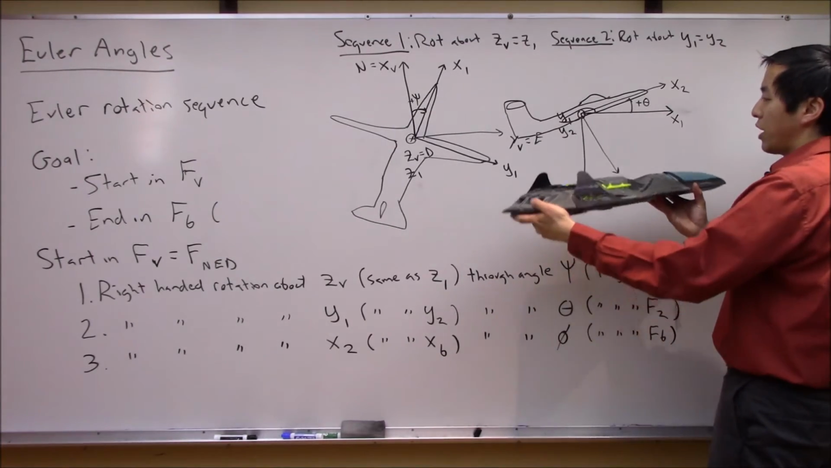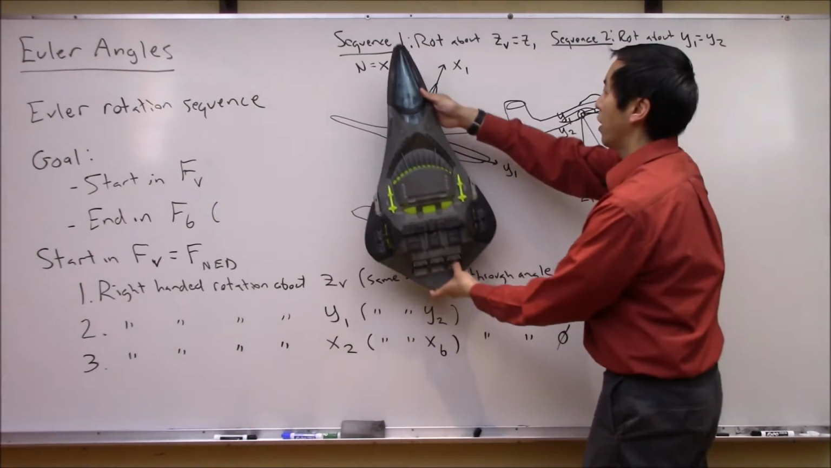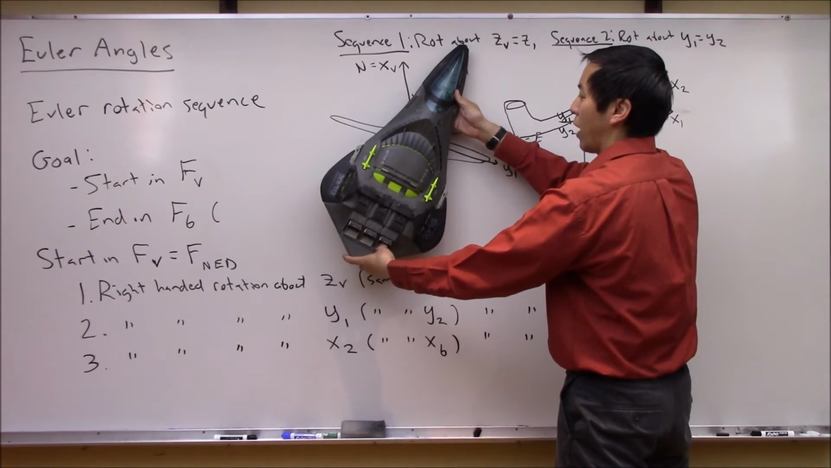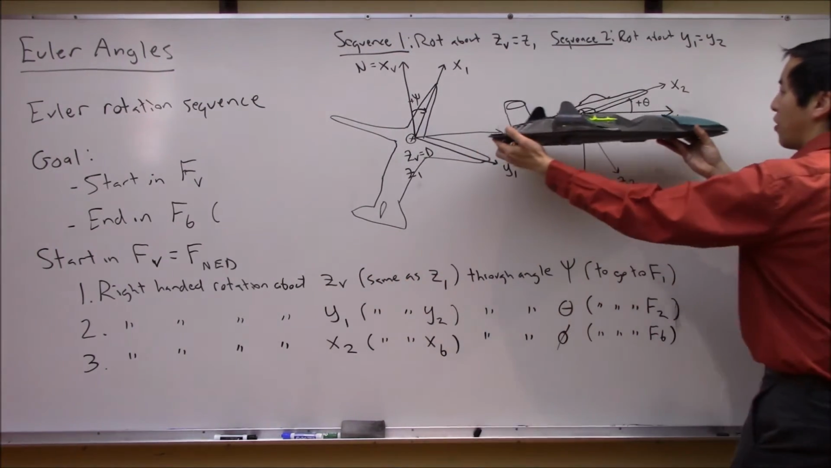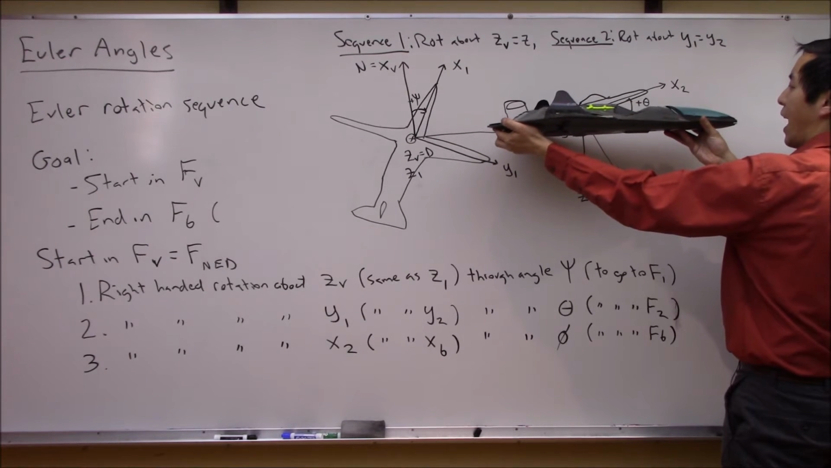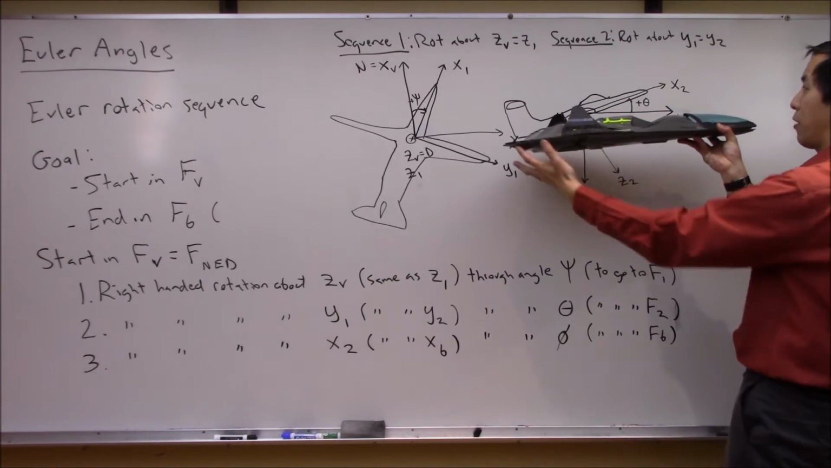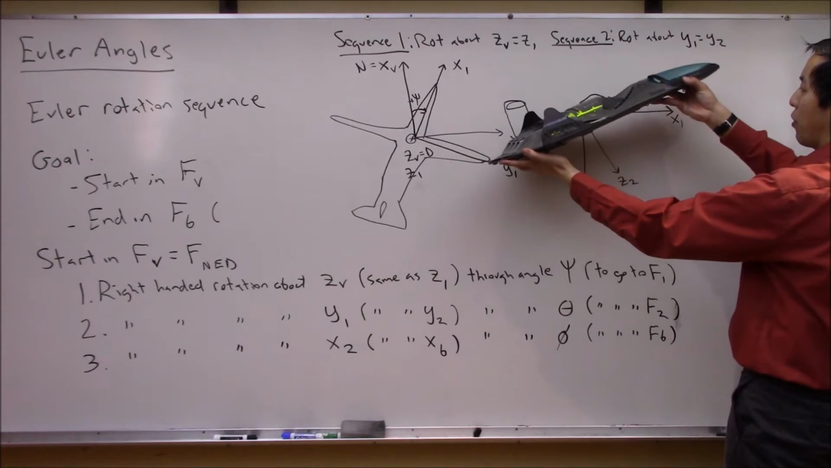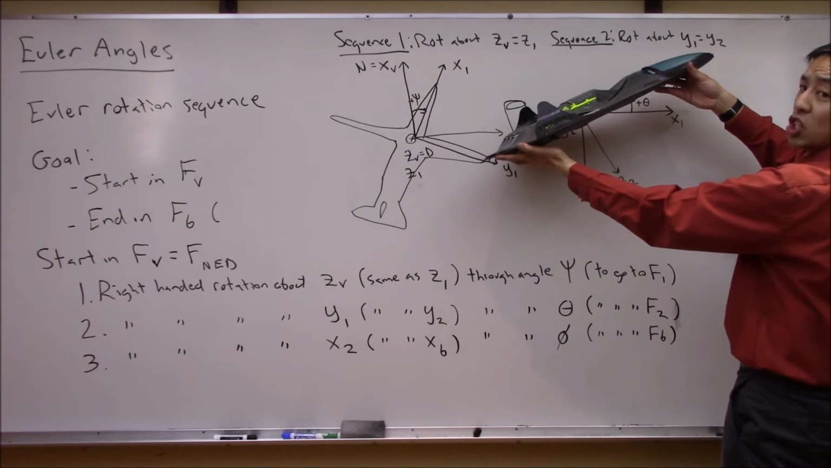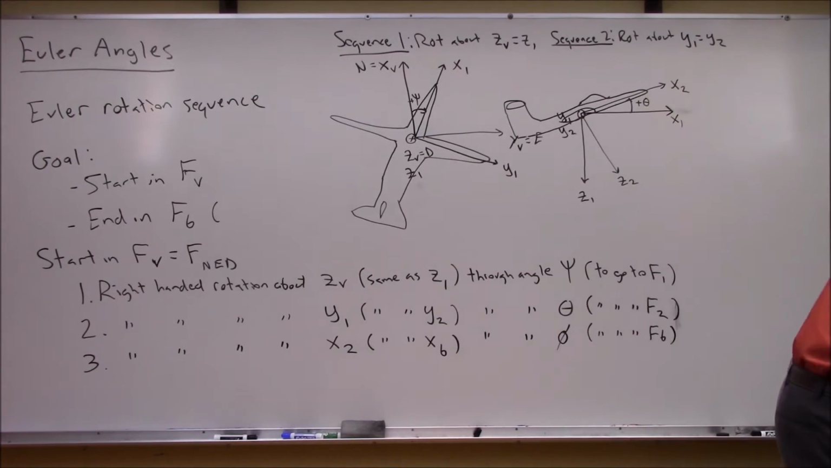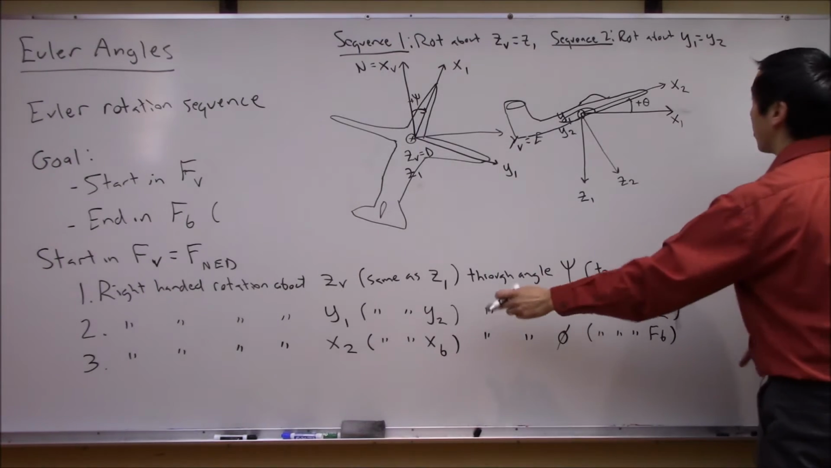So we did a couple of things. First of all, we were aligned with the north-east-down frame. We rotated about the z-axis through angle psi. That got us to this orientation, okay? And now what we're going to do is rotate about the common y-axis, which is coming out of the page, up through angle theta to get this thing pitched up slightly, okay? Great.